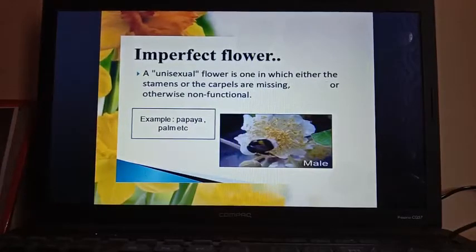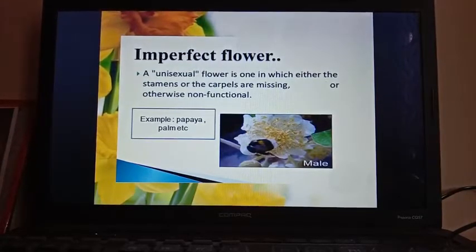Next is the imperfect flower. It is just the opposite of the perfect flower. It is also known as a unisexual flower. A perfect flower is known as bisexual, meaning both sexes, male and female parts, are present. And an imperfect flower is known as unisexual, where uni means one, only a single sexual part, female or male, is present. Maybe the female part is present or maybe the male part. So a unisexual flower is one in which either the stamen, that is the male part, or the carpel, that is the female part, is missing.